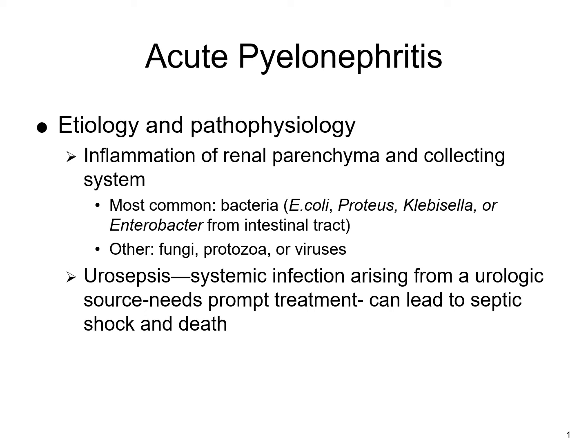So we're continuing talking about renal issues, and now we're talking about pyelonephritis. So at this point, we're talking about the kidneys themselves, right? So this is inflammation of the renal parenchyma and the collecting system. There's a whole bunch of different organisms that can cause pyelonephritis, and specifically now we're talking about acute pyelonephritis.